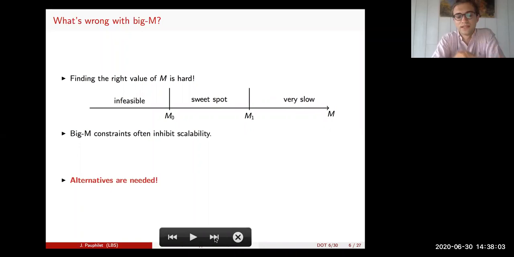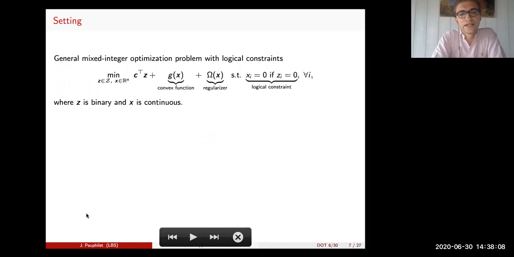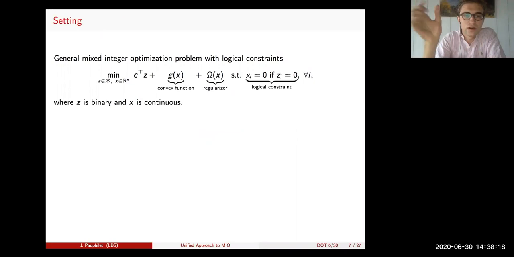Typically, what we're going to consider is a general mixed integer optimization problem. So Z again is a binary variable, X is a continuous one. You minimize a linear function of the binary, C transpose Z, and then a convex function of the continuous variable, that is G transpose X plus omega of X. Here we decompose the objective into a convex part plus a regularizer, and I will come in more detail about what the regularizer is.